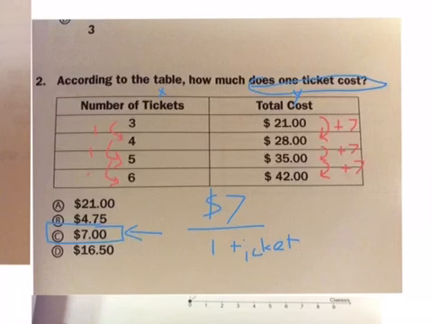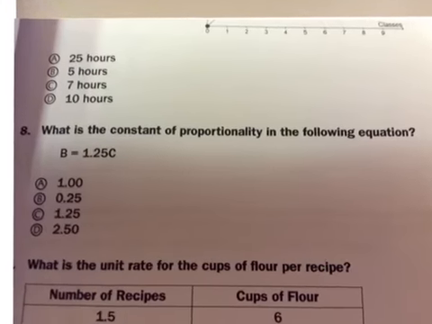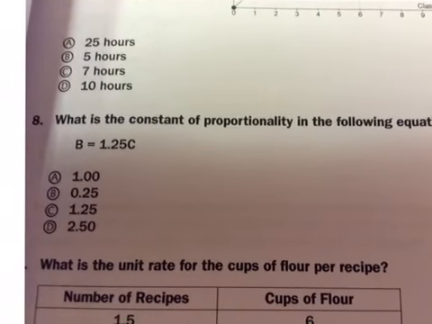All right, final one and easiest one. If you see one like number 8 here. It says, what's the constant of proportionality in the following equation? Gives me this equation, b equals 1.25c. Well, the constant of proportionality is 1.25. And it's always going to be, it's called the coefficient of the variable, the number that comes in front of the variable here. So that is this one.